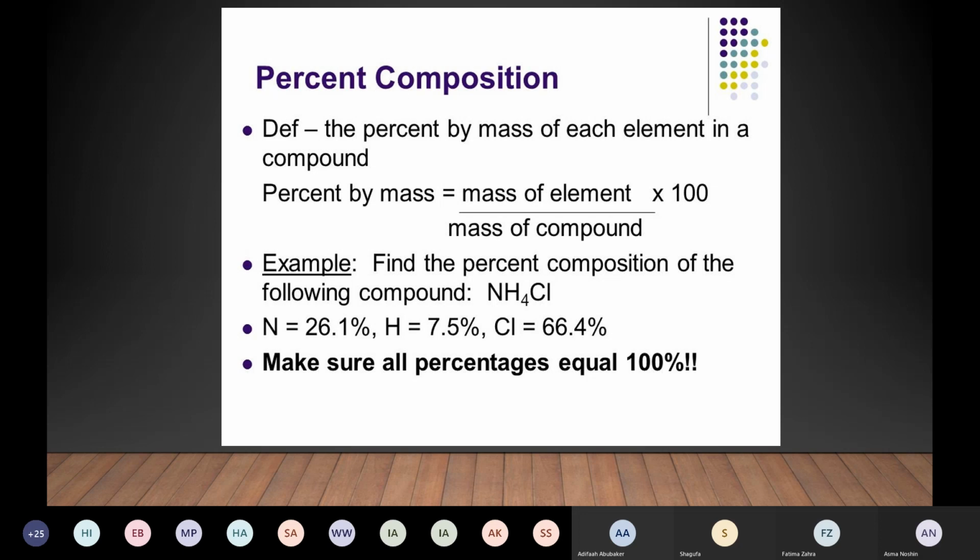Then, okay, 53. Yes, Arya, very good. And then what will be the next step? Times 100. Very good. So you will get what? That will be your percentage mass for chlorine. Yes, it will be 66.4%. So that means this is clear. Okay.